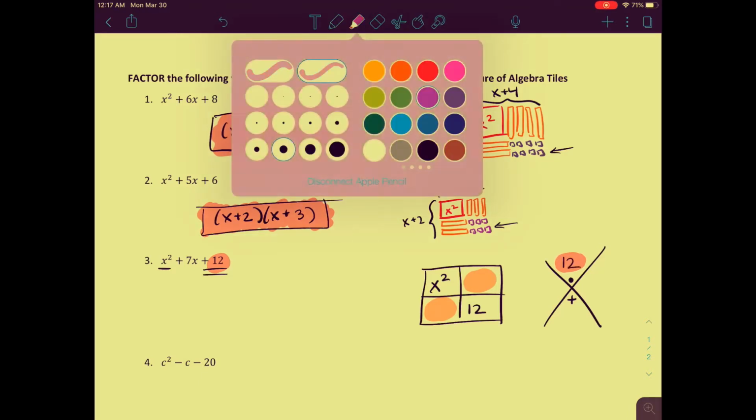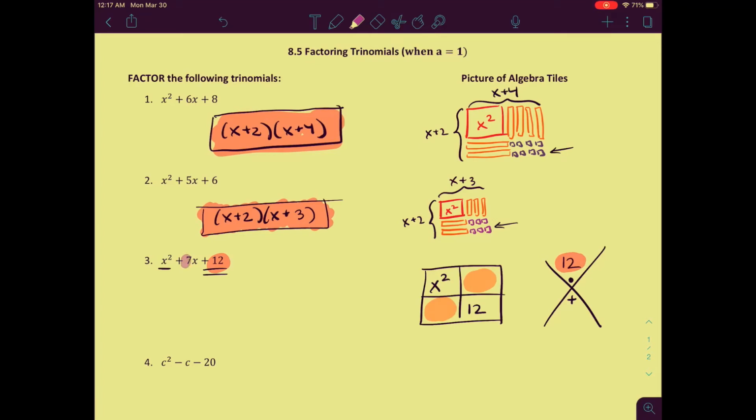And then to figure out what number goes on the bottom, you're going to look at the coefficient of my x term. And that's going to be what my sum will be at the end.